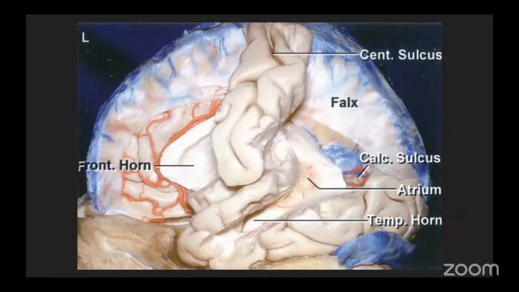Am I audible? Yes, may you repeat the question? Sorry? I was saying, may you repeat the question? I missed the question part. Okay. I was asking why I am emphasizing the middle frontal gyrus. Why not the superior frontal gyrus?